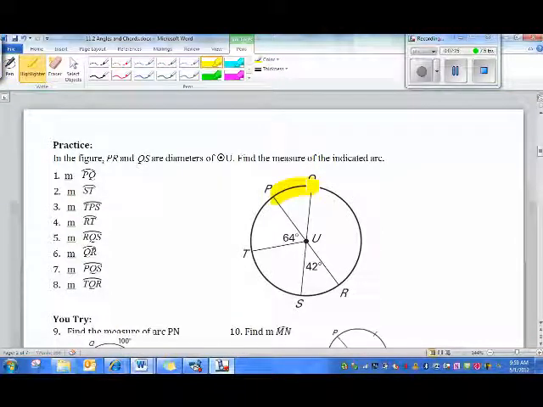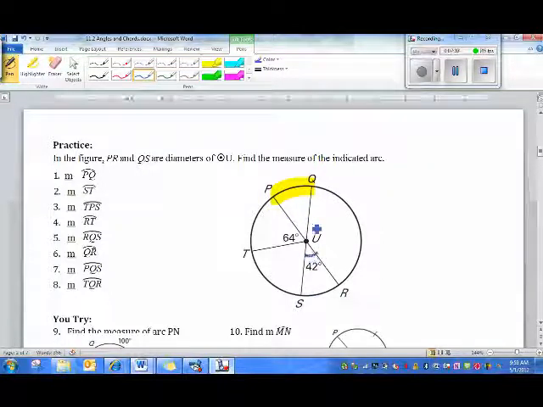Well, I see something immediately here, and I see vertical angles. QS and also PR are both diameters, and they're both straight lines, making these two guys vertical angles. So if this angle, SUR, is 42, then PUQ also has to be 42 degrees, making arc PQ 42 degrees as well.